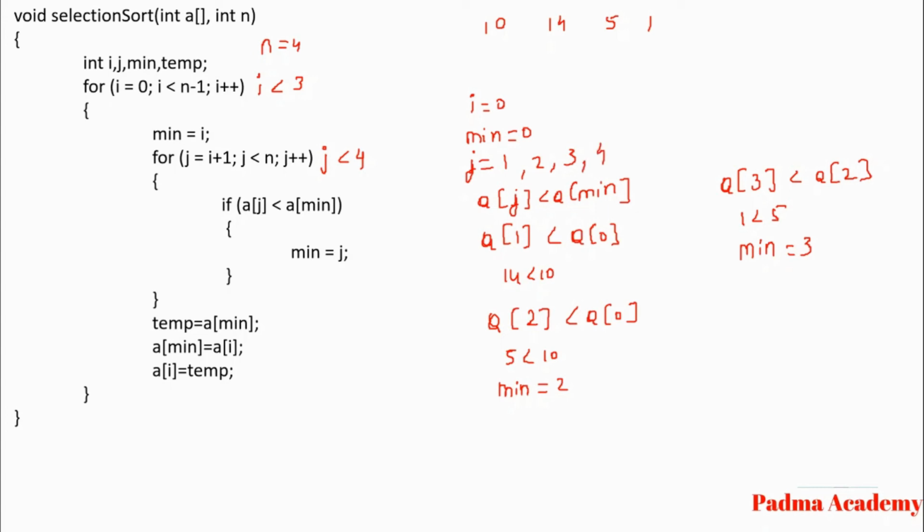Then it will swap a of min and a of i, that is the min value is 3 and the i value is 0, then it will swap the element at 3 and the element at 0, that means it will swap 10 and 1, and our array becomes 1, 14, 5 and 10. So try to solve the rest of the iterations on your own.